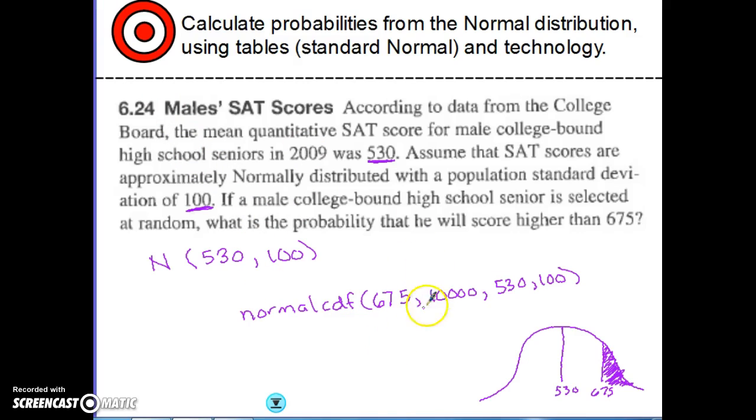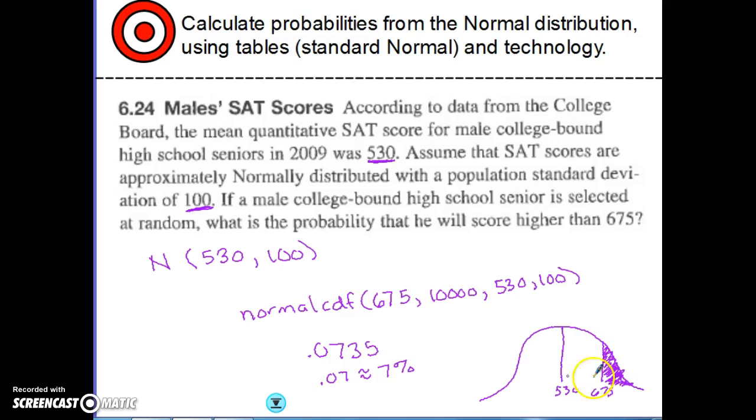All right, once you put that into your calculator, you should have gotten 0.0735. Okay, so round that off to maybe 0.07. That means we're talking about approximately a 7% chance that someone would score higher than a 675. So that scholarship committee, let's say, is looking at this, they would only have 7% of high school senior males that would qualify for this scholarship. There may not be too many, but we'll leave that up to them.